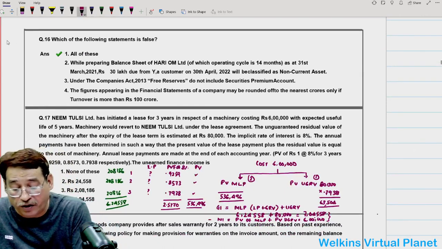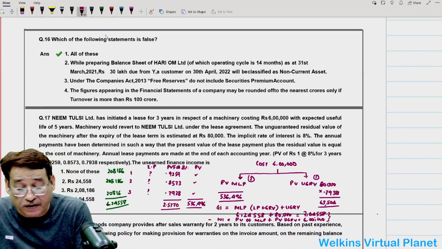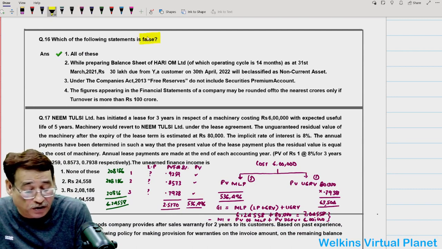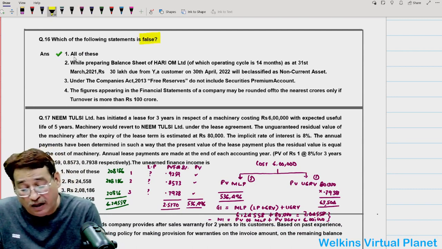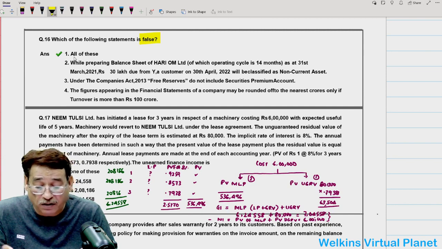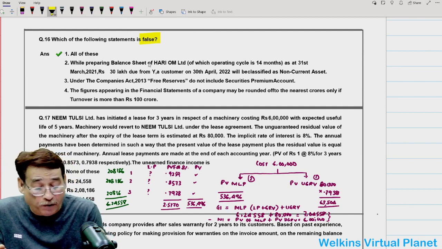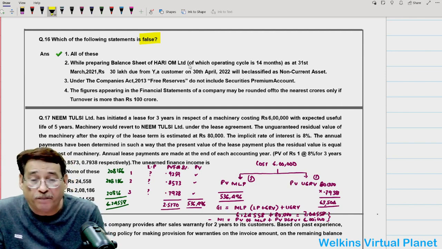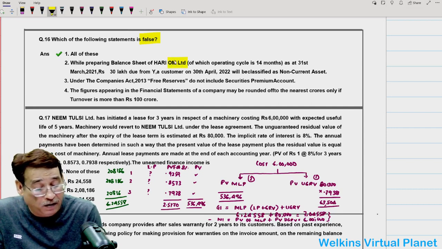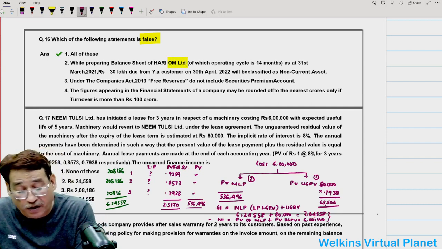This is the next question. Which of the following statements is false? Remember one thing, which is the false statement? Again, they have written in the first option all of these. We will see later on. While preparing the balance sheet of Hari Om Limited, now Hari Om Limited is a concern.